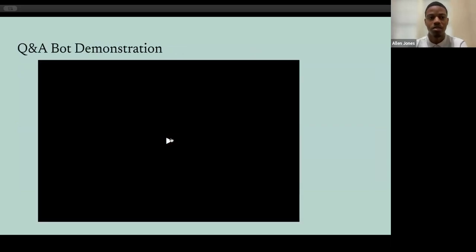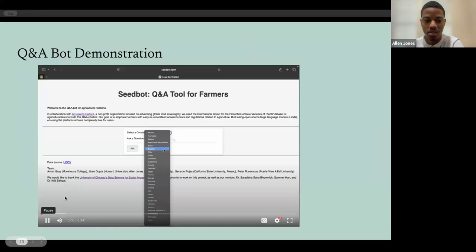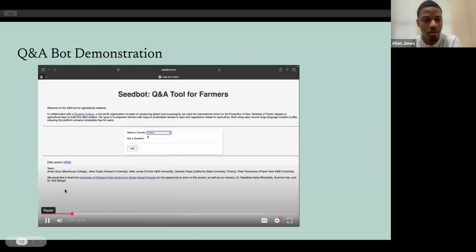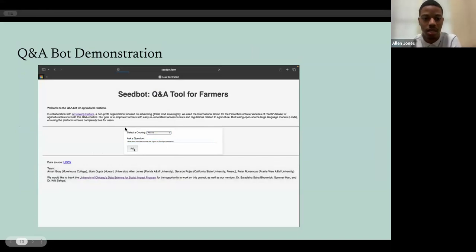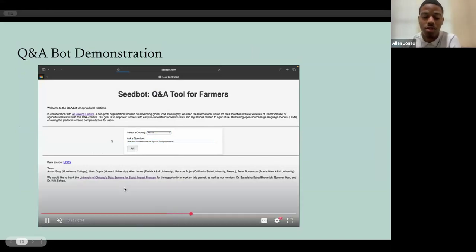So this is a demonstration of how our Q&A chatbot works. We have a total of 78 countries in our data set, and this is how it works. You select the country from the drop down, and you ask your question: how does the law ensure the rights of foreign breeders? Then roughly within 15 to 20 seconds, depending on the question, you'll get your answer. I'll wait for it here.